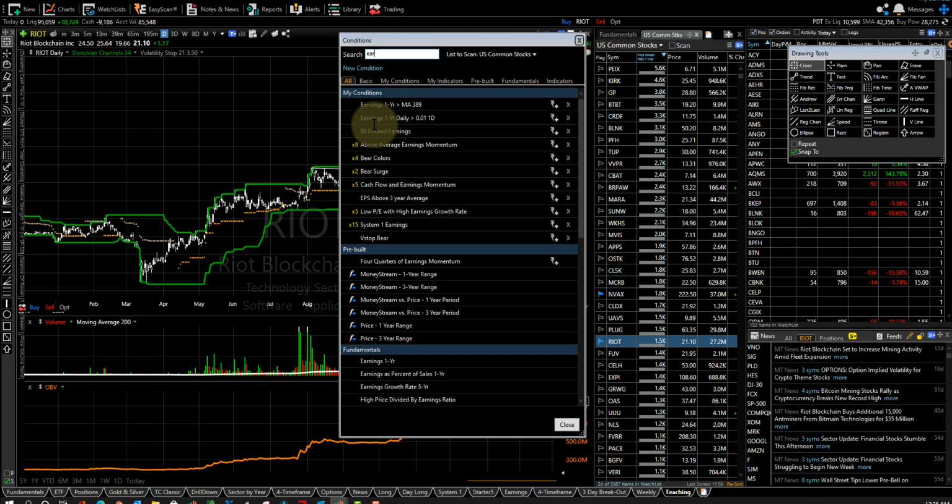And we want to look for stocks where their earnings have been growing. There's a couple of ways to do that. Here's four quarters in a row of earnings momentum. That's one way to do it.